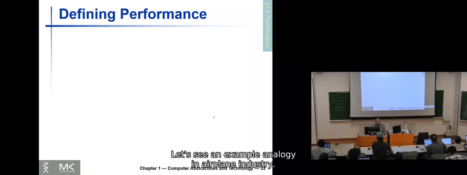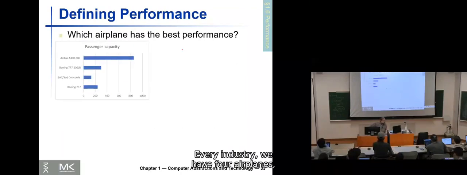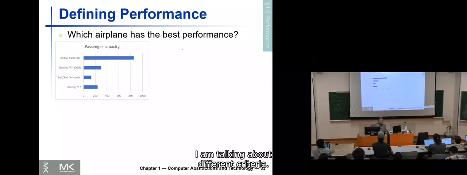Okay. Let's see an example, an analogy in the airplane industry, air industry. We have 4 airplanes, Airbus A380, Boeing 777, Concorde, and Boeing 737. Four airplanes. Which one is better? It depends on how you want to compare it. Which one is better? I am talking about different criteria. Based on each criteria, we see which one is better, which one is first, which one is second.